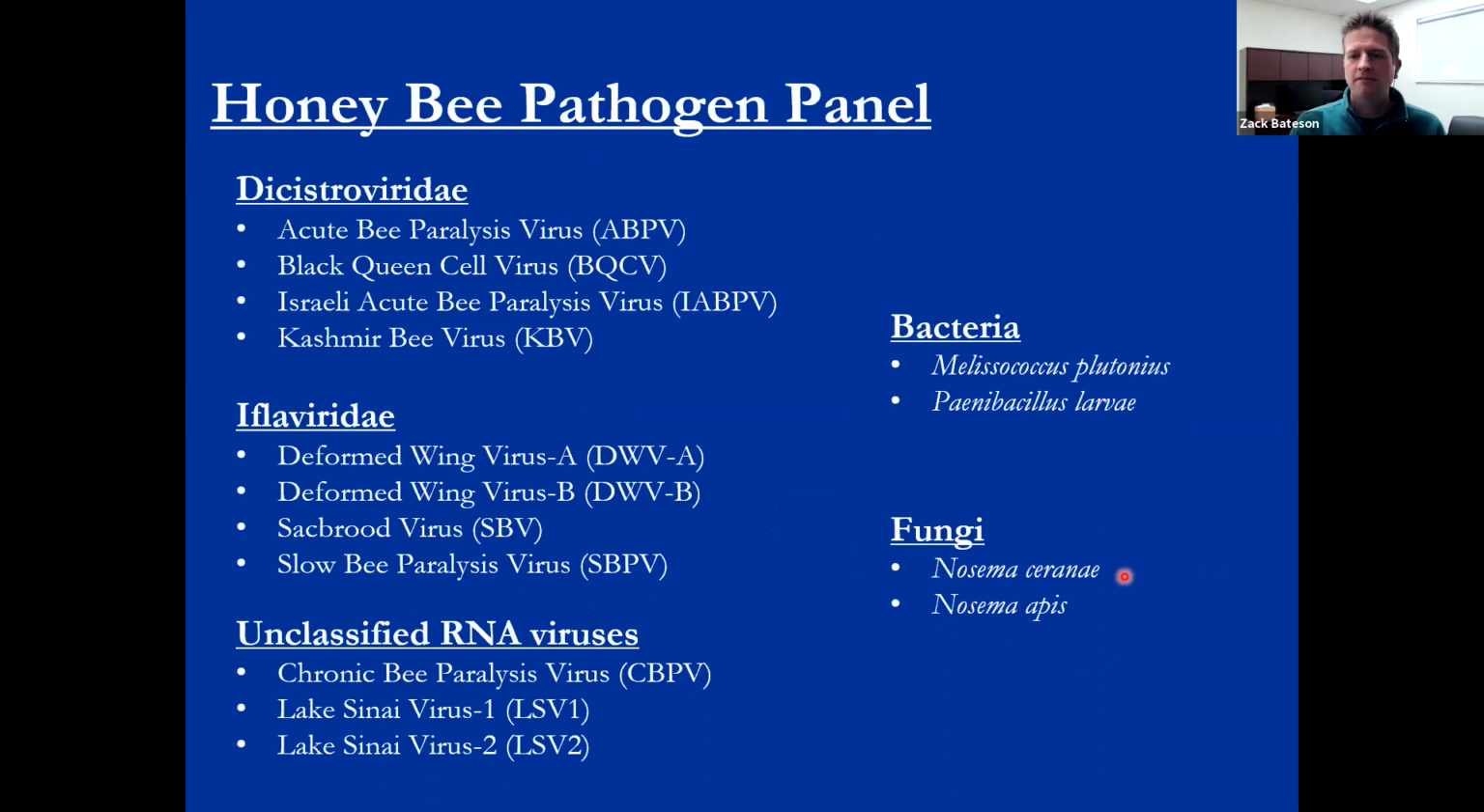So there will be a quiz. These are all of the viruses and other microbes that we test with our pathogen panel. There are 15 total, and what you'll notice is that most of them are viruses. On this left-hand side, we detect a couple of bacterial pathogens that cause foulbrood, and then 2 fungal pathogens as well.